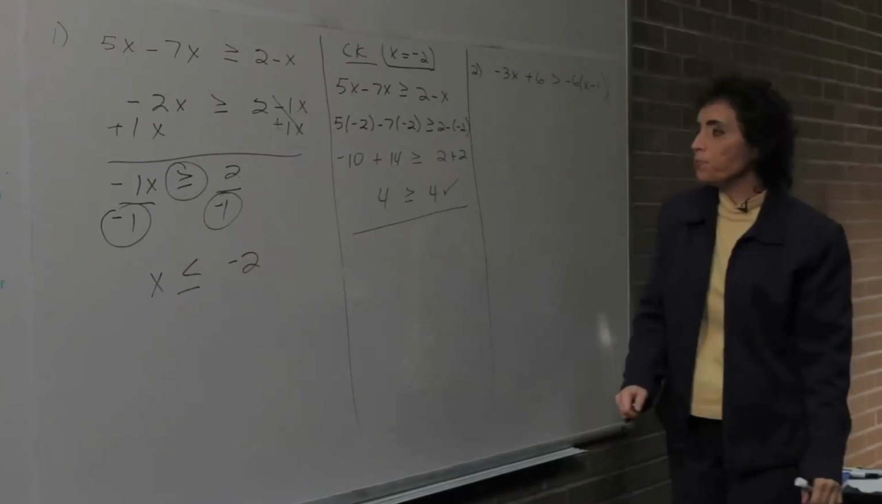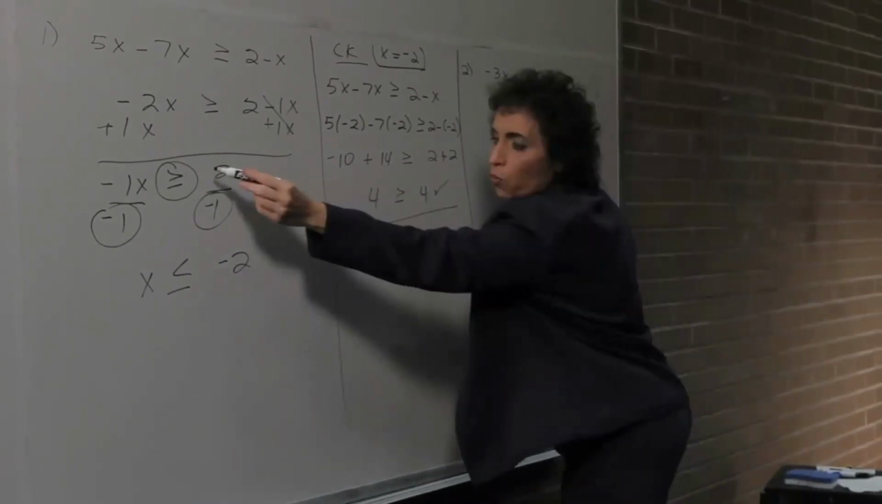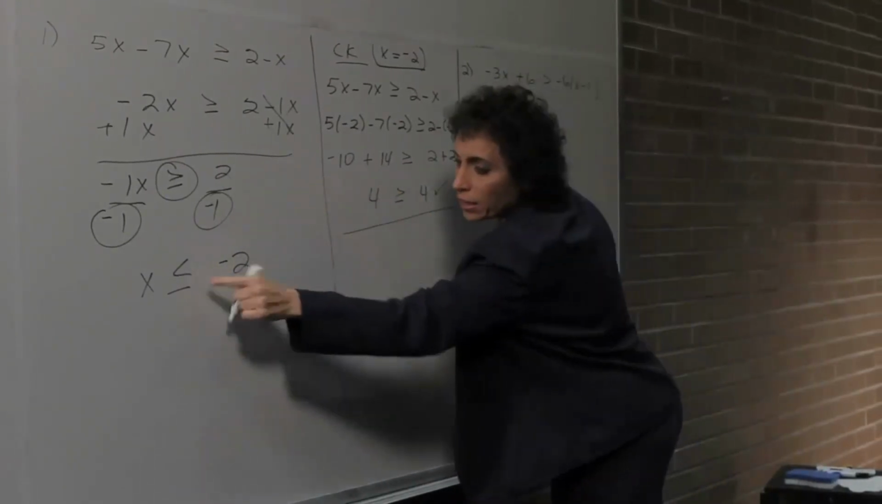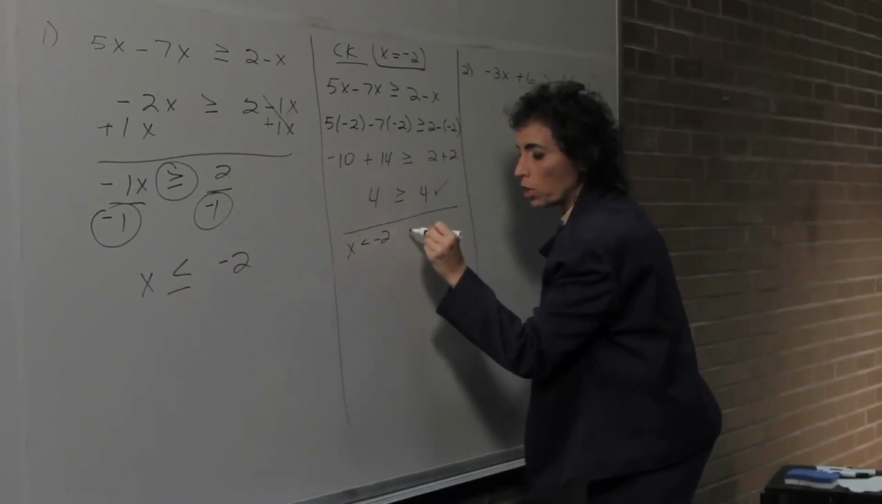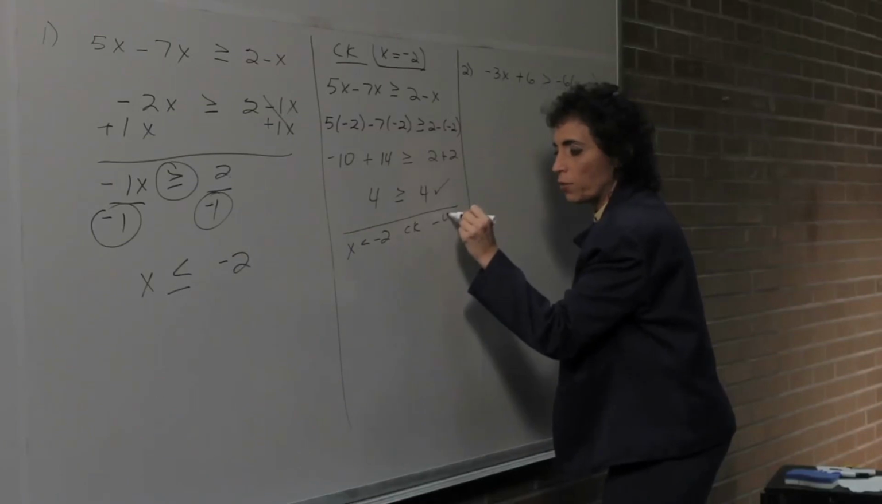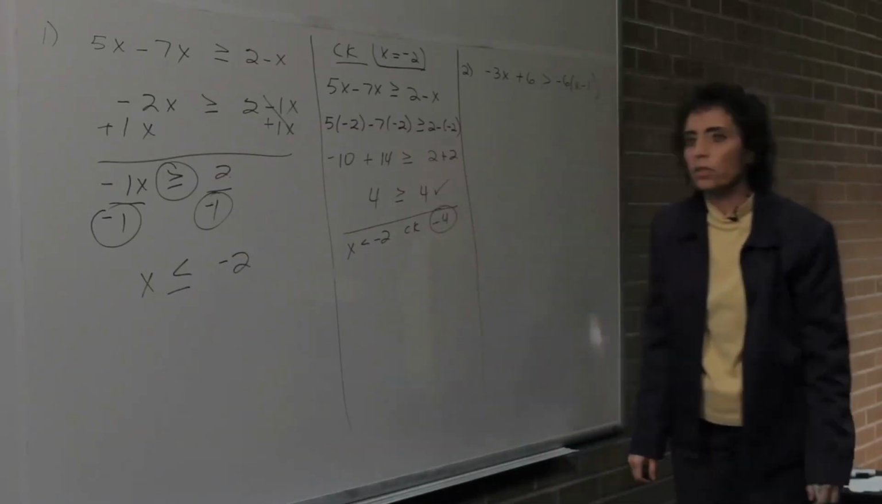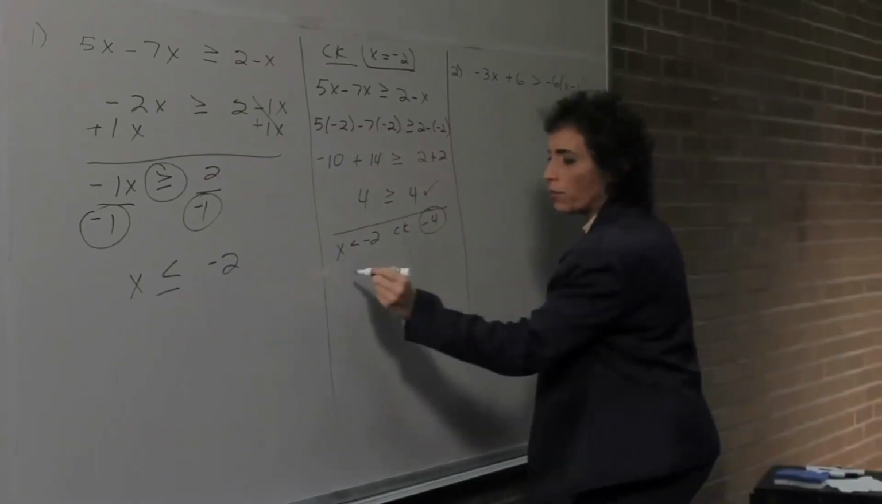Okay? Now, we're going to check a number less than. X is less than, a real number less than negative 2. So I'm going to check, I don't know, negative 4. That's less than negative 2. I'll check it in this. I hope I have enough space.